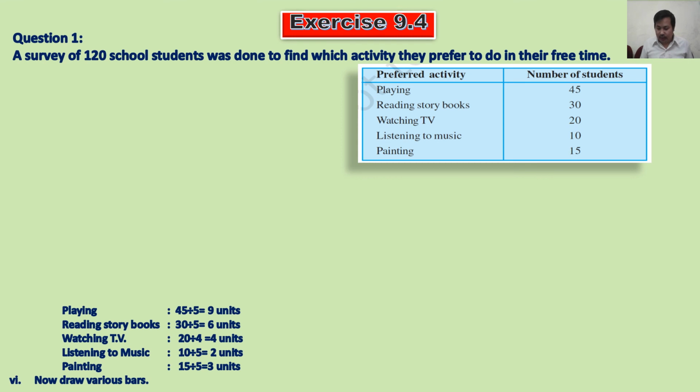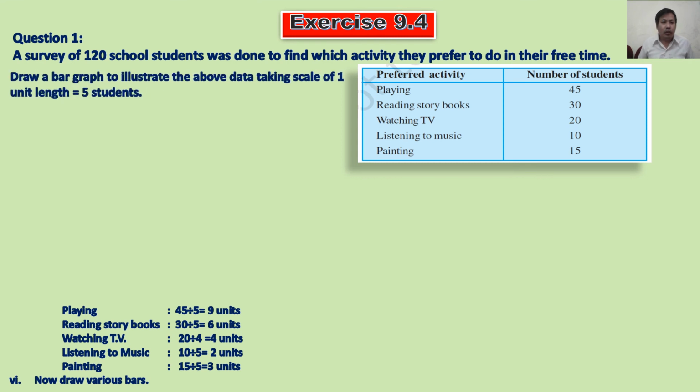So let us see the next part of the question. Draw a bar graph to illustrate the above data taking the scale of 1 unit equal to 5 students. See, the number of students are there, they prefer some activities, isn't it?